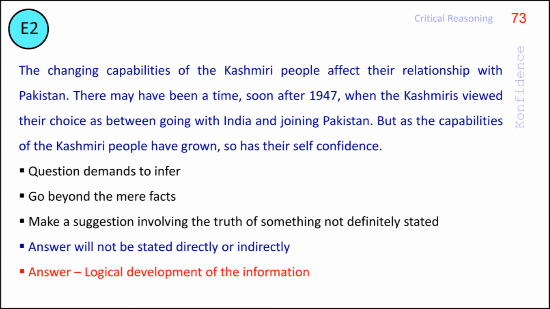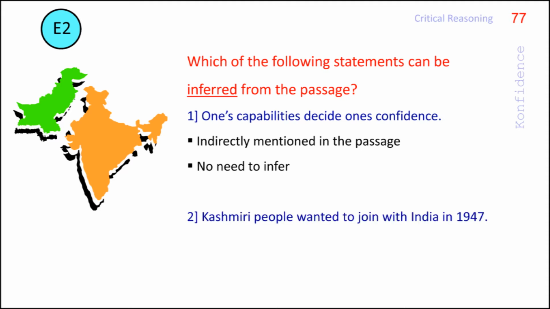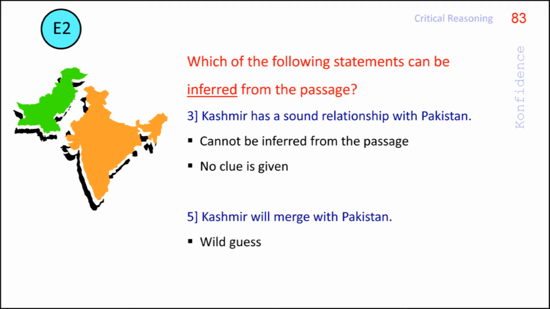What does the passage say? When the capabilities of the Kashmiris grow, their self-confidence boosts up. This in turn affects their relationship with others. Statement 1 of the answer choices is indirectly mentioned in the passage, so we need not infer it. Statement 2 is wrong. Some Kashmiris might have wanted to join with India in 1947, but not all Kashmiri people. Statement 3 cannot be inferred from the passage. No clue is given in this regard. Likewise, Statement 5 is also a wild guess.